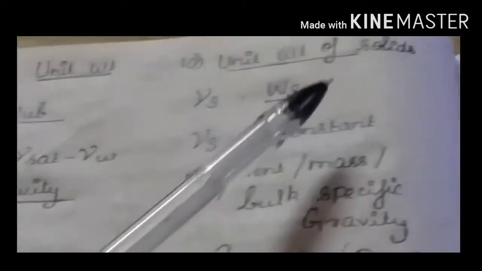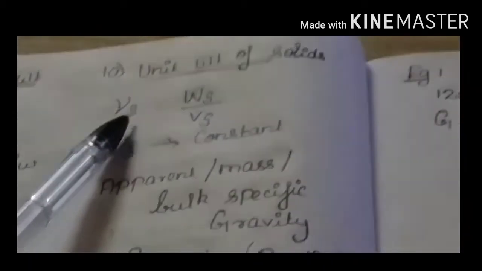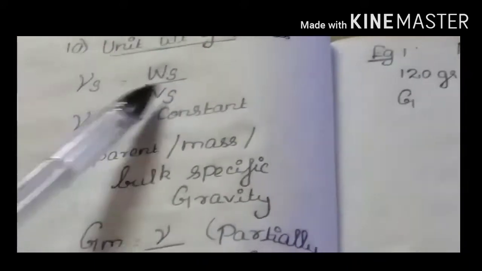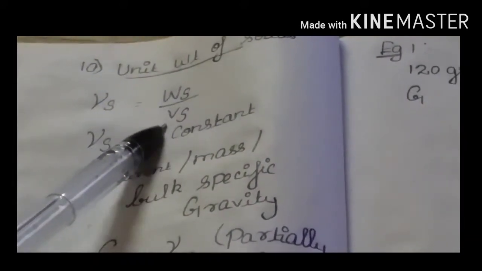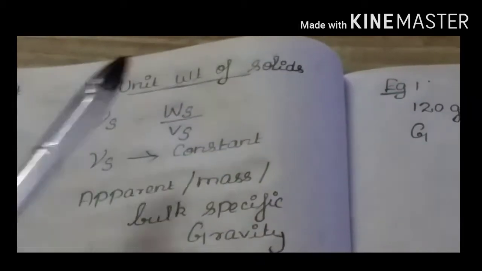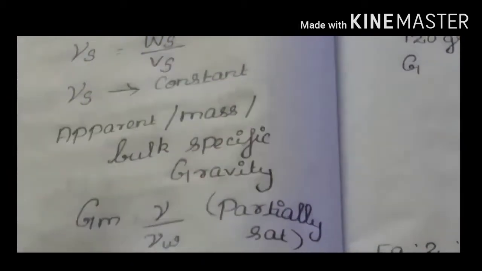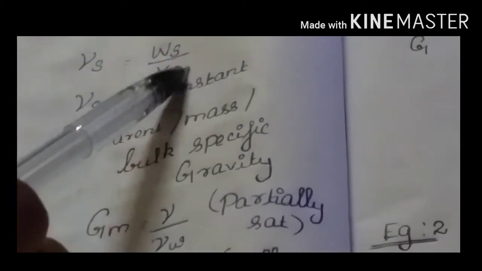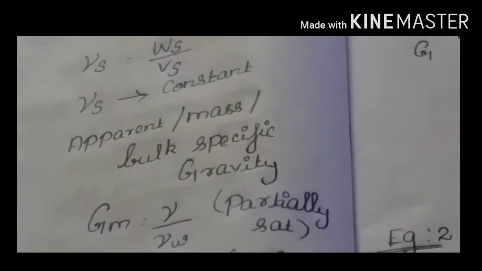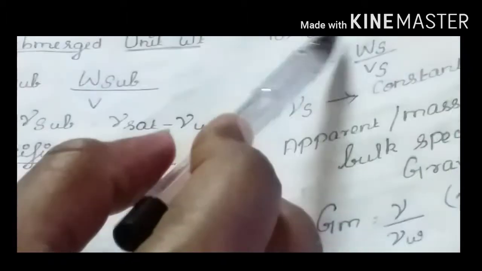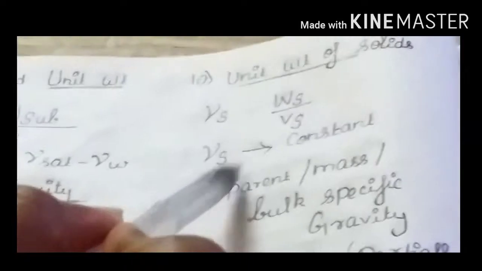Then unit weight of solids. Unit weight of solids is equal to weight of solids divided by volume of the solids. For unit weight of solids alone, here volume of solids. For other unit weights, here total volume will be given. Unit weight of solid will be constant.